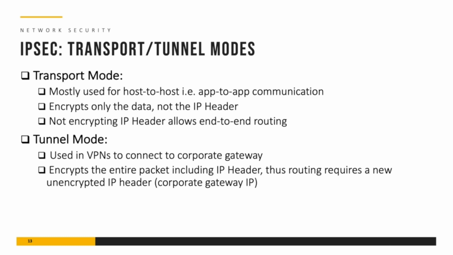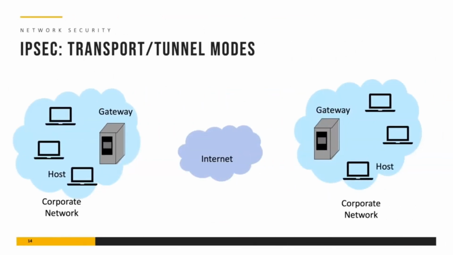And anybody looking at this packet, or the routers on the internet, when they look at this packet, they think it's going for the gateway. However, what really happens is that when this packet reaches the gateway, it is going to extract the internal packet and send it to the appropriate destination inside the corporate network. Now let's see both of these modes in operation.